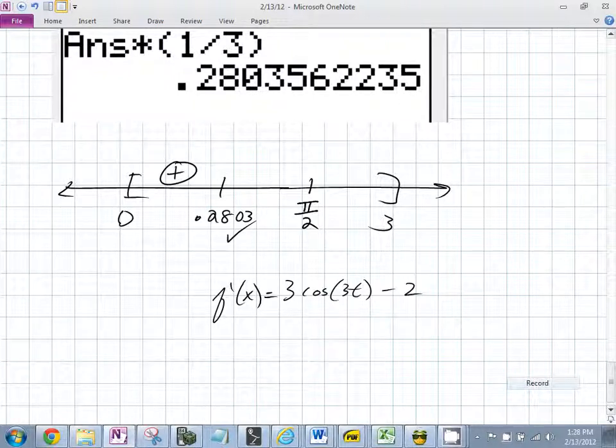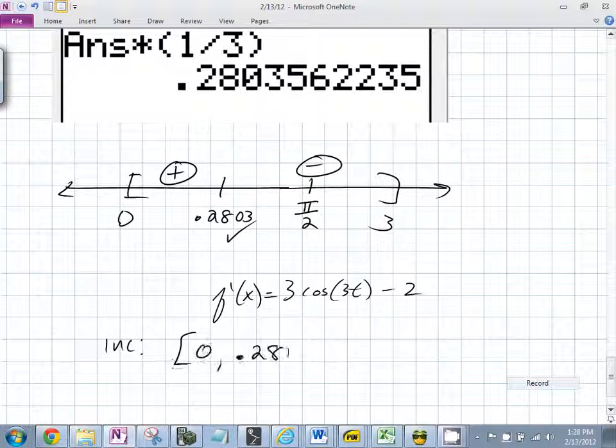So can someone tell me where is this increasing? Where is it increasing? 0 to what? 0 to 0.2823. And where is it decreasing? Why don't you include 0.2823 in any of these? Because it's 0. Because what is 0? The derivative. The derivative there is 0. Absolutely. Very good.